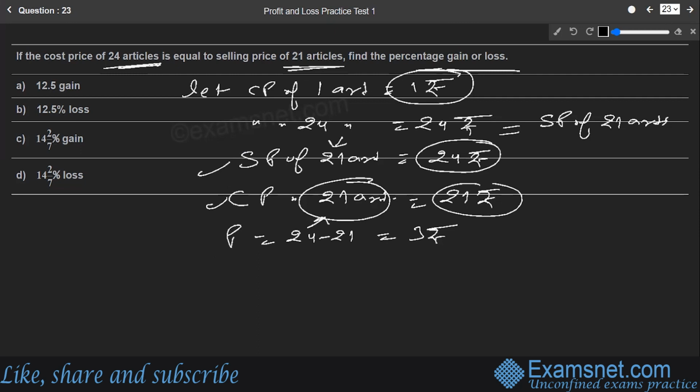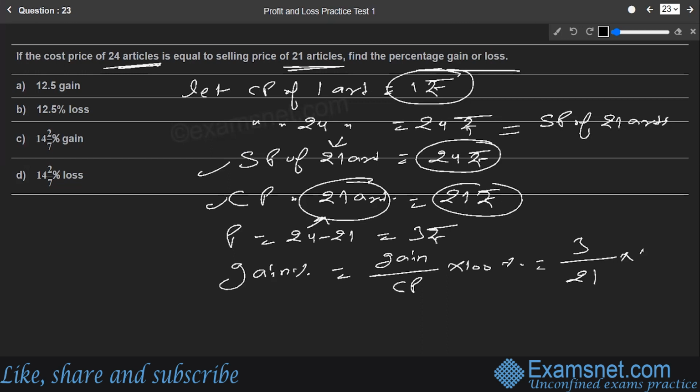They are asking for the gain percent. The gain percent formula is gain or profit divided by cost price into 100%. Let us put the value: 3 divided by cost price, which was 21, into 100%. That is nothing but 100 by 7. The value comes out to be 14 2 by 7%, and that is the right answer. 14 2 by 7% of gain has occurred.